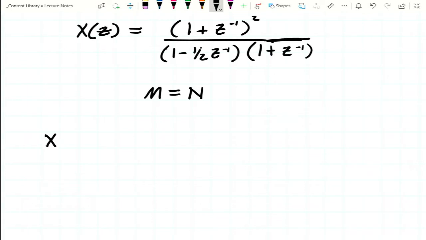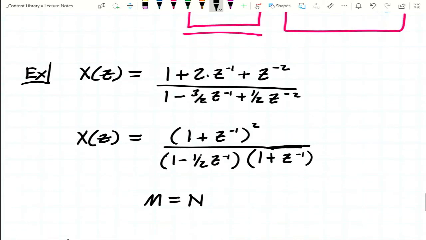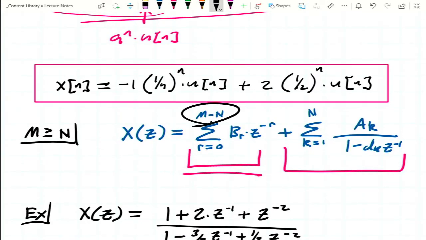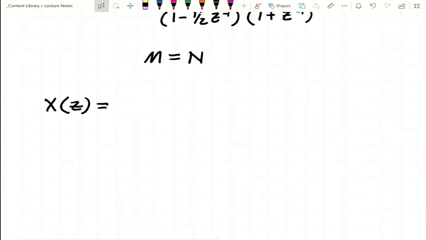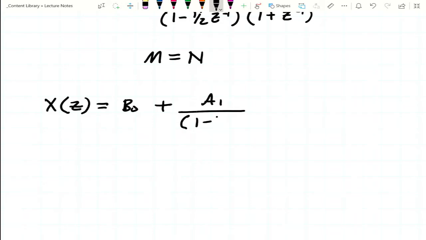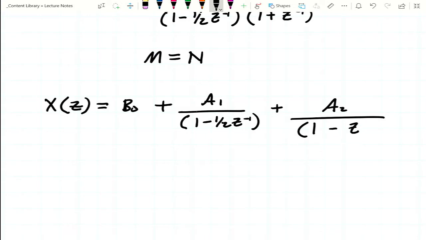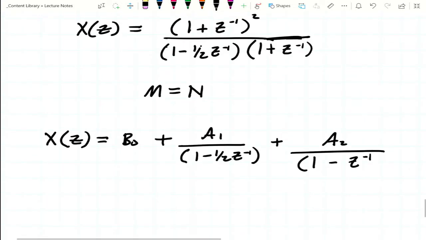So we're going to rearrange it and put it in that form that we can use to get our by inspection solution. So since they're equal, remember here that we had the series from r equals 0 to M minus N. So that's going to be 0 since they are the same, which means we'll only have one term over here, B sub 0, plus A1 over 1 minus 1 half Z to the negative 1 plus A2 over 1 plus Z to the negative 1. Did I mess that up?